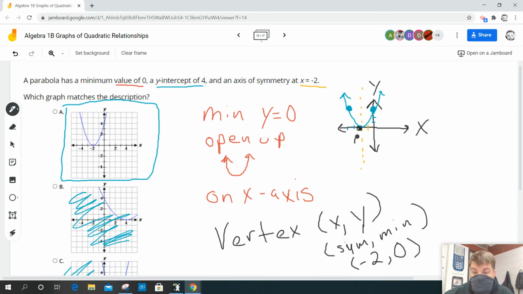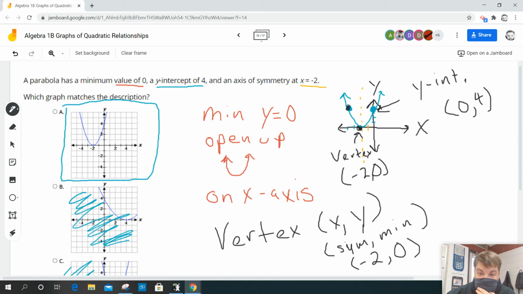This point here is the vertex, and that's at -2, 0. This point right here is the y-intercept, and that occurs at 0, 4. Now this one you've got to just count the over, up and over. This one is just another point on the line, and that's the point -4, 4.